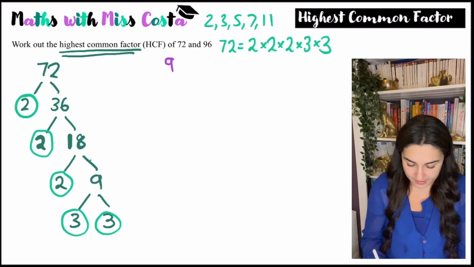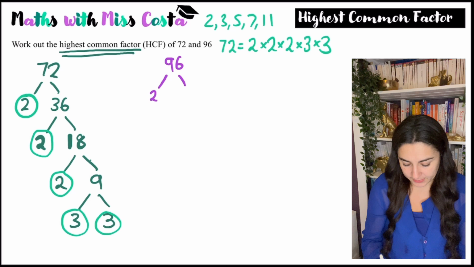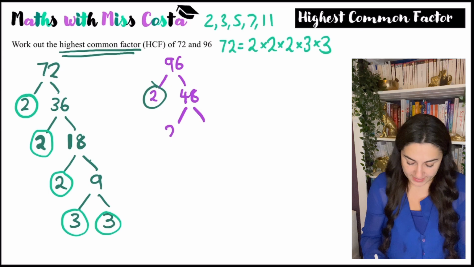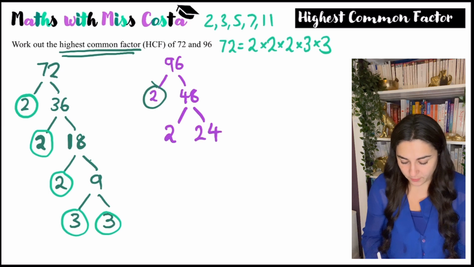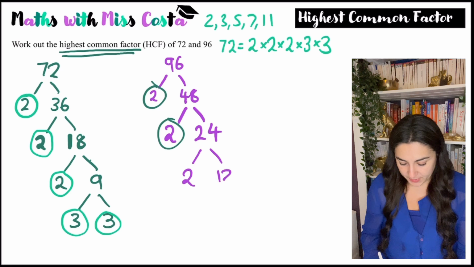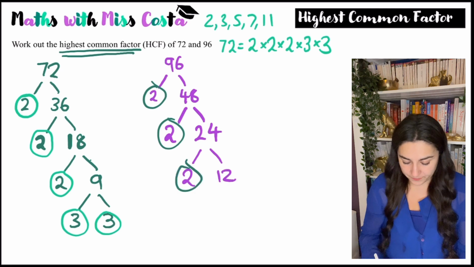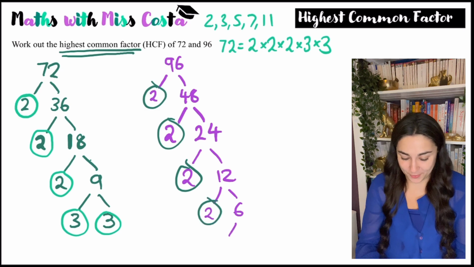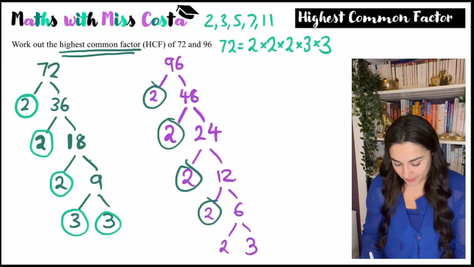Now I'm going to do the same with 96. I'll start with 2, and 2 times 48 gives me 96. Then the factors of 48: 2 times 24, and I extinguish the 2, so I circle it. Then the factors of 24: 2 times 12. Then the factors of 12: 2 times 6. And then the factors of 6: 2 times 3.